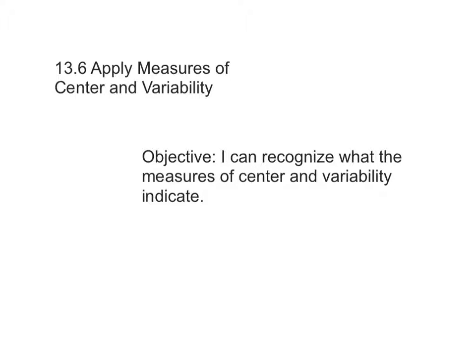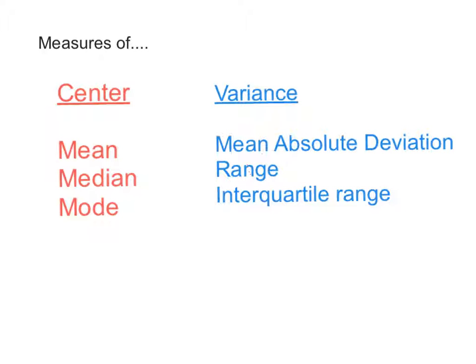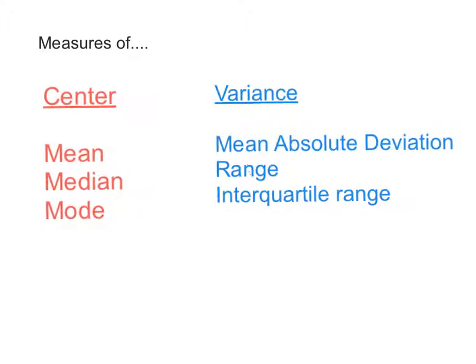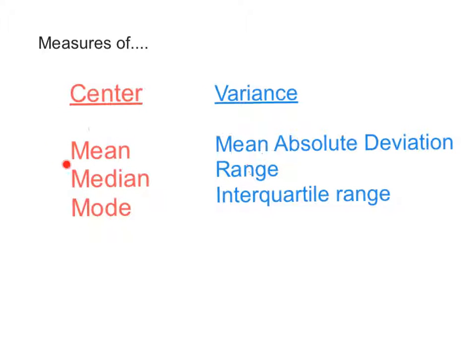Hi boys and girls, this is lesson 13.6 where you're going to apply measures of center and variability, and your objective is I can recognize what the measures of center and variability indicate. So first of all, I need to clarify for you, when we talk of measures of center, we're talking mean, median, and mode, the three M's there, okay?